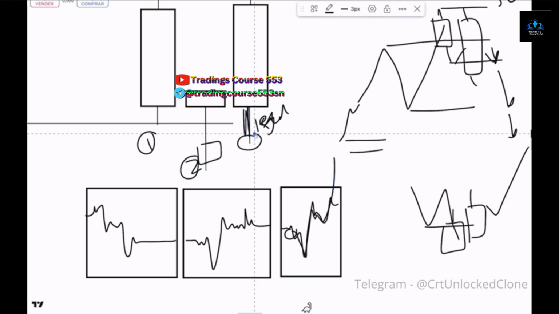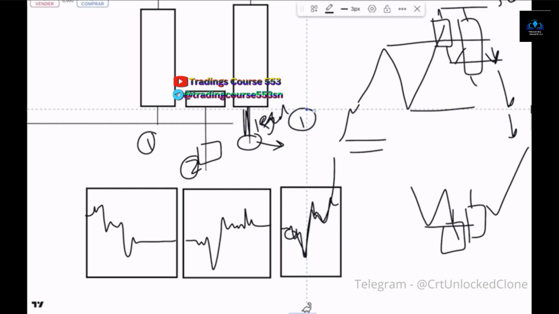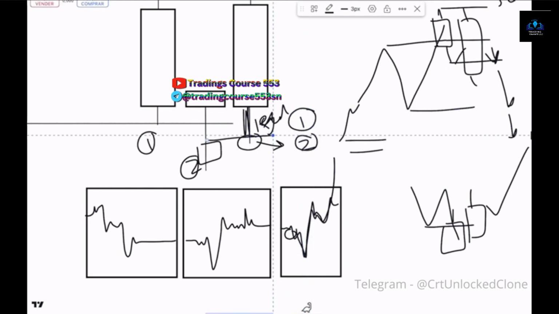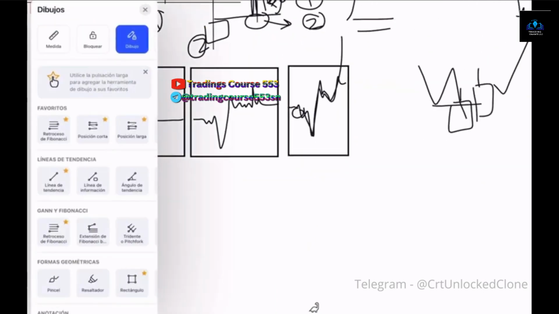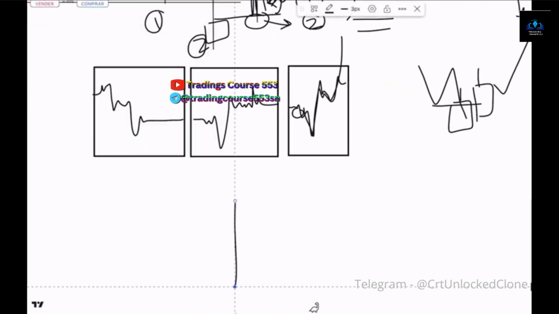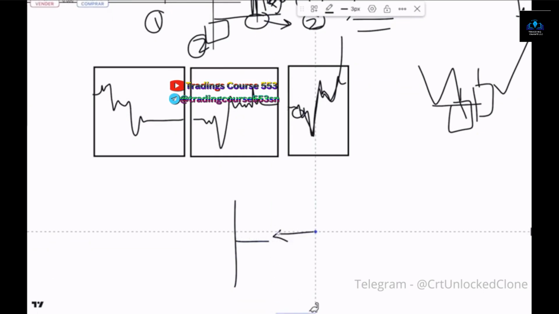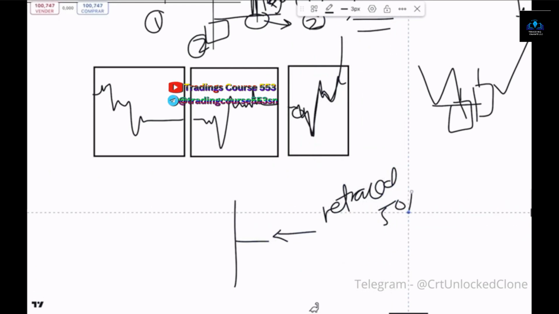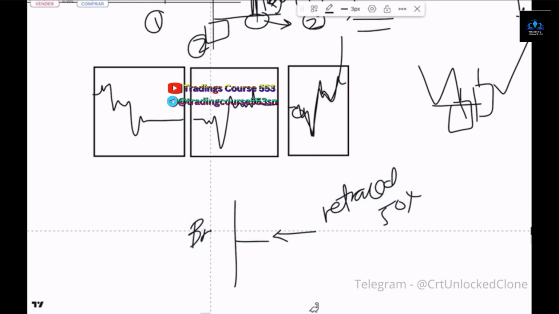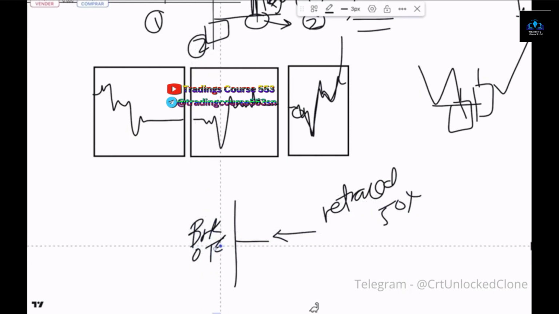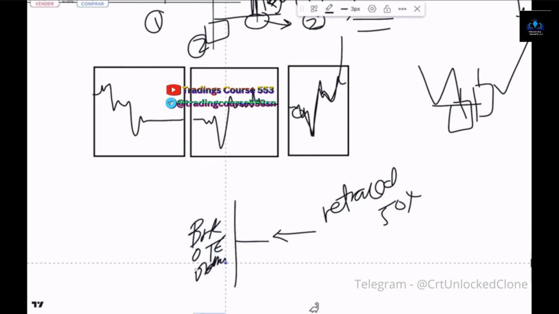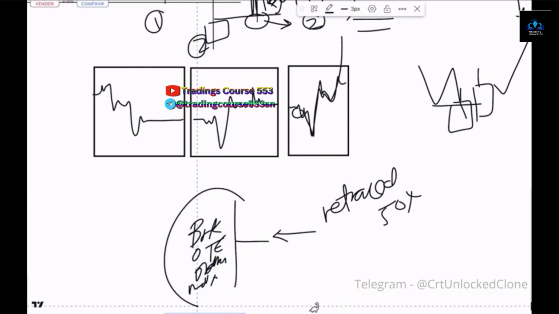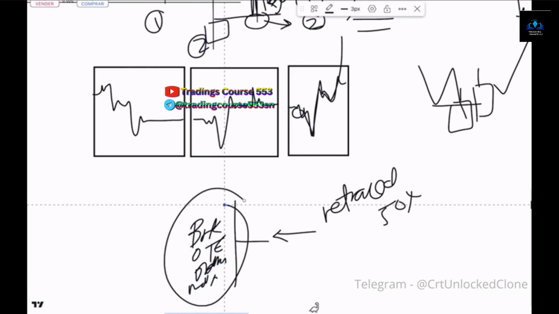Right? This happens for 2 reasons. Number 1, to scare away early buyers. Number 2, to fill the wick. As I've said before, if there's a long wick in a candle, then expect at least 50% to be retraced to. And in the 50% of that wick, you'll see a breaker, OTE, or an order block. Right, model number 1. All right?